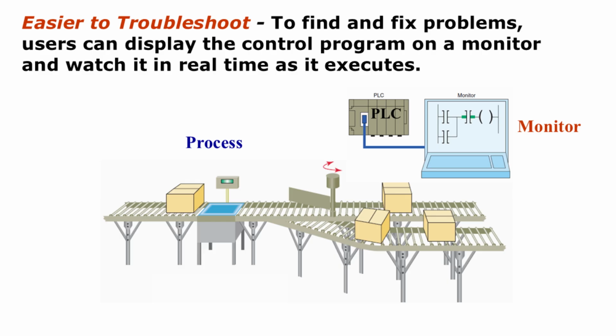With relay panels, troubleshooting meant physically tracing wires, testing relays, and hunting down mechanical faults. This was time-consuming and often required taking the system offline for extended periods. PLCs make troubleshooting easier because you can watch the program run in real time on a monitor. Inputs and outputs are highlighted as the logic executes, showing exactly which part of the program is active. This helps technicians quickly see why a motor didn't start or why a sensor didn't trigger the right response.